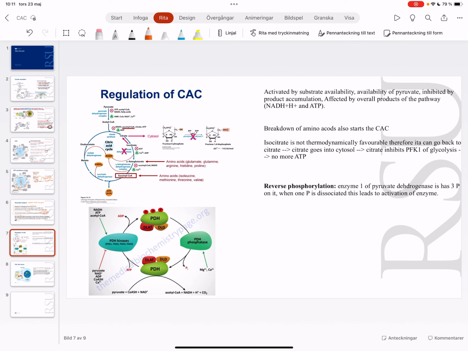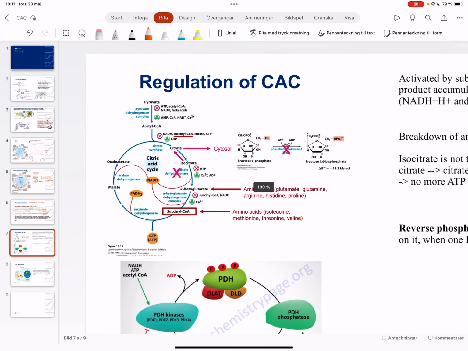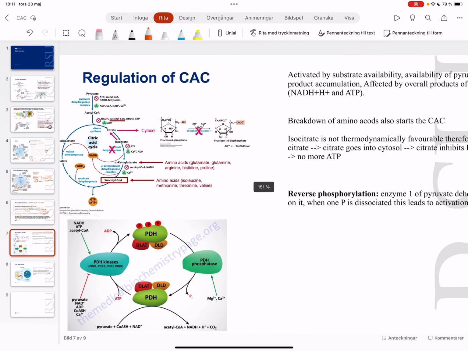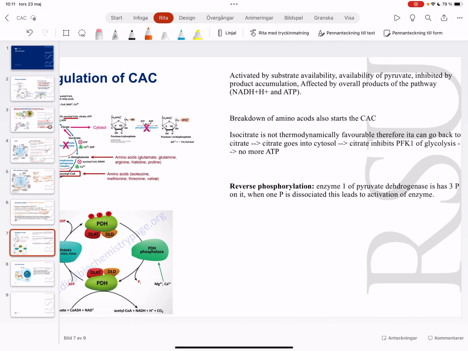Now to regulation of the citric acid cycle. Really, you can just look at the picture here and you can know, but it is activated by substrate availability, and I will just read this out now. Availability of pyruvate will activate the citric acid cycle, and it will be inhibited by product accumulation. Because if we get the products, why would we even need the citric acid cycle? So if we get a lot of ATP and NADH, that will inhibit the citric acid cycle.